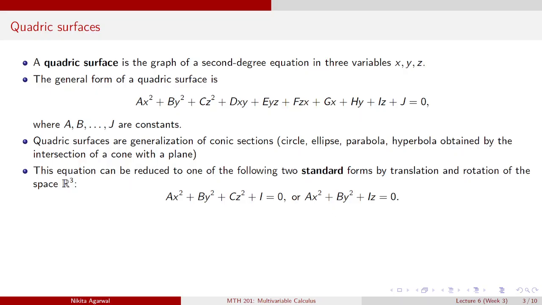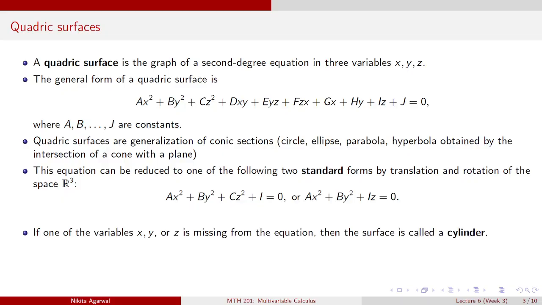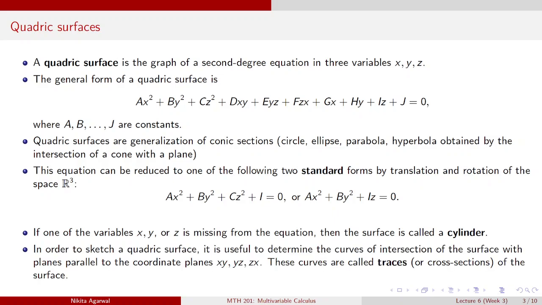Now let us define what a cylinder is. If one of the variables x, y or z is missing from the equation, then the surface is called a cylinder. When I say that one of the variables is missing, it doesn't mean that you are looking at a surface in R2 now. You are still looking at it in R3. It's just that one of the variables is missing and then you draw the graph of the equation that you get. We will look at examples of cylinders in a minute.